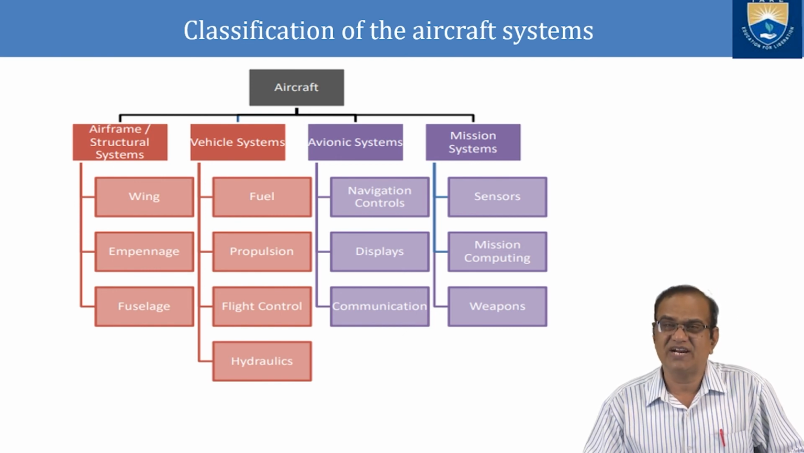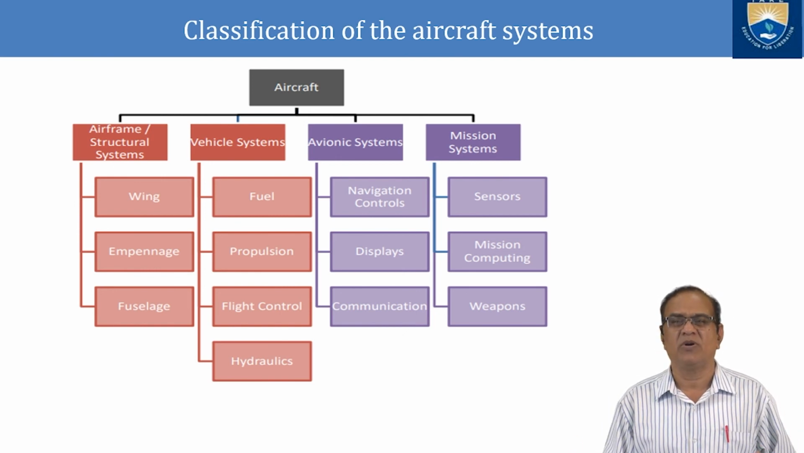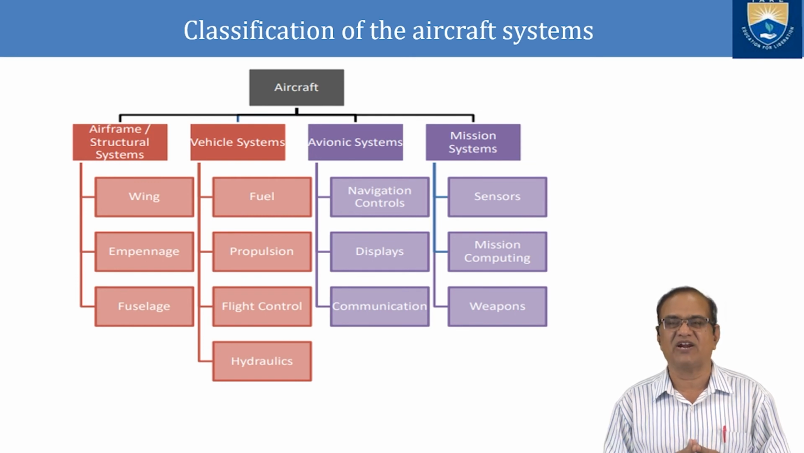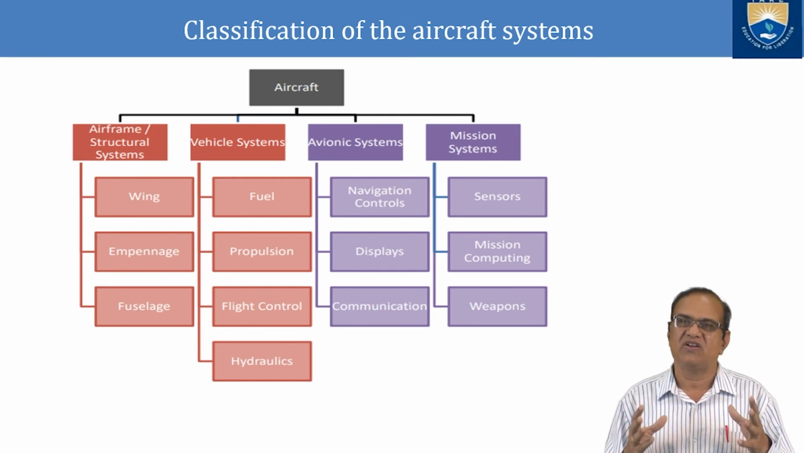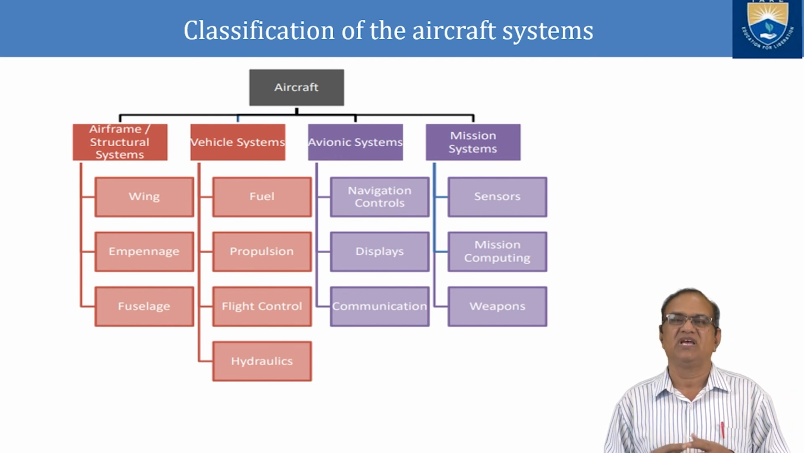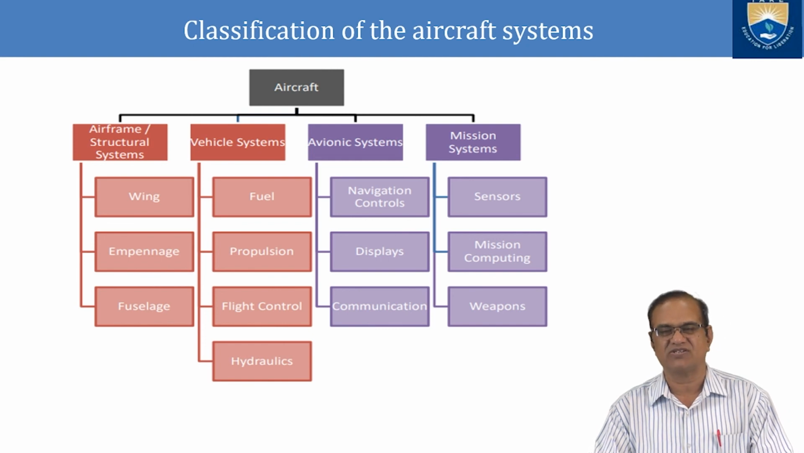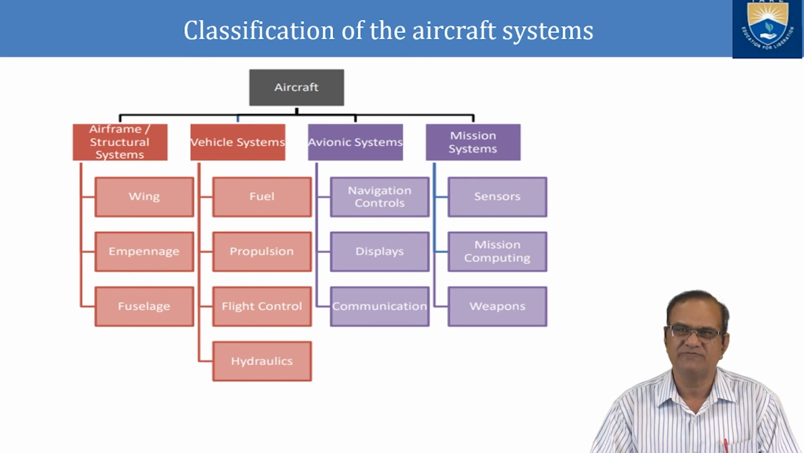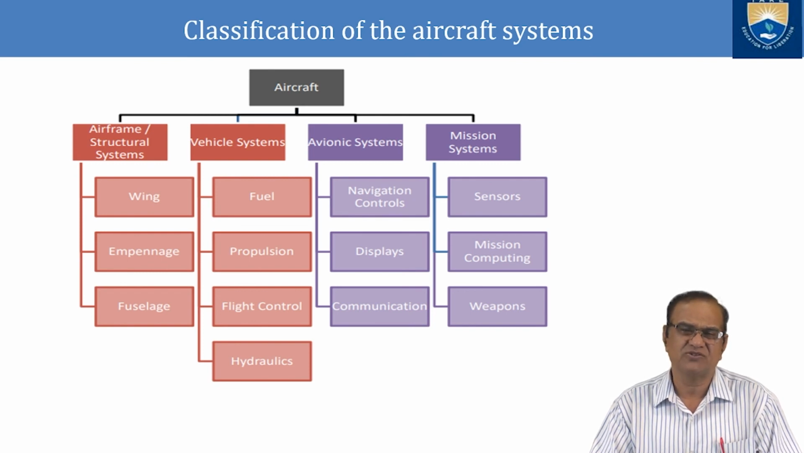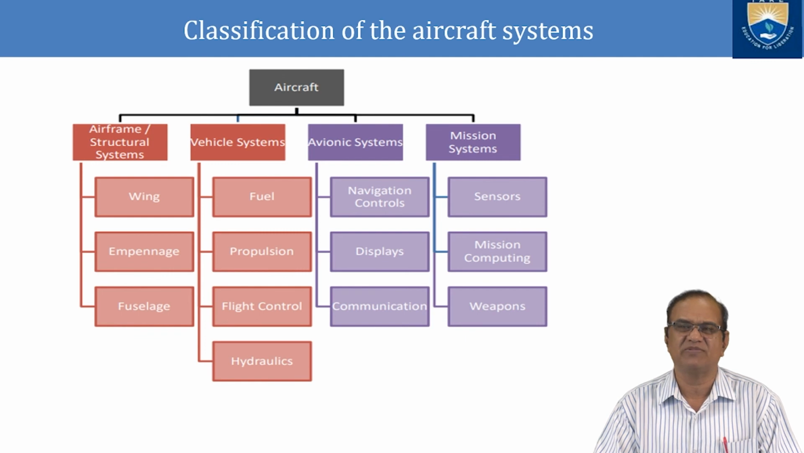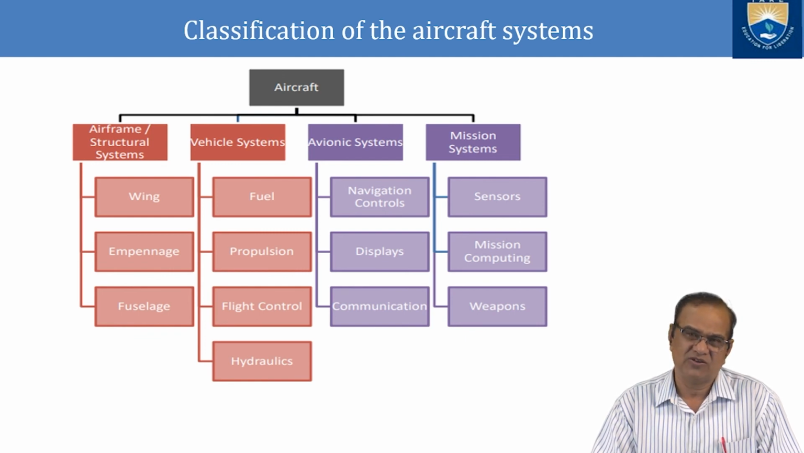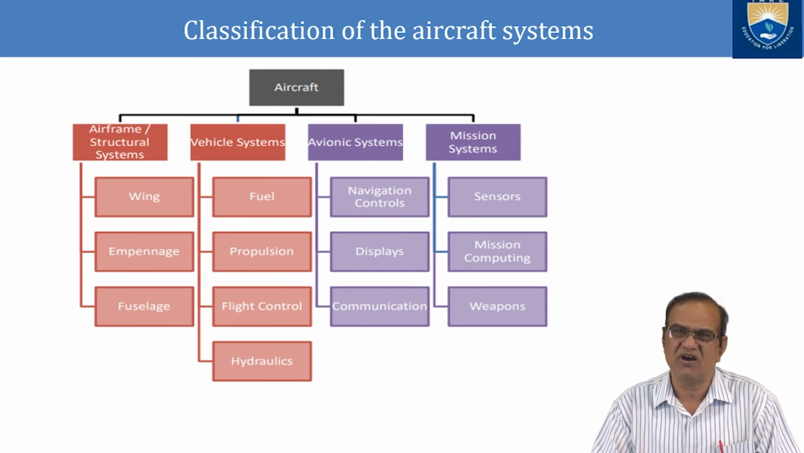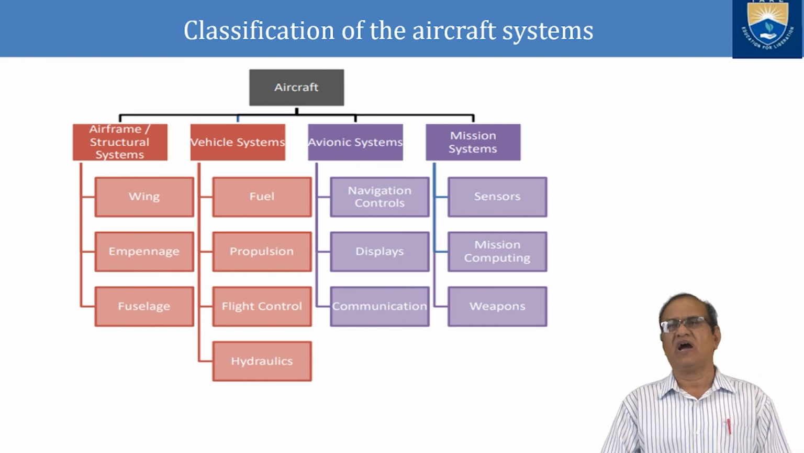If you talk about the flight control systems, we can divide into primary flight control and secondary flight control. In the primary, we have the elevator, rudder, and the ailerons. In the secondary, we have the flaps, slats, slots, air brakes, spoilers, and so on. In hydraulic systems, we operate many equipments with the help of hydraulics, like your landing gears, doors, flight controls, engine controls, all operated by the hydraulics.